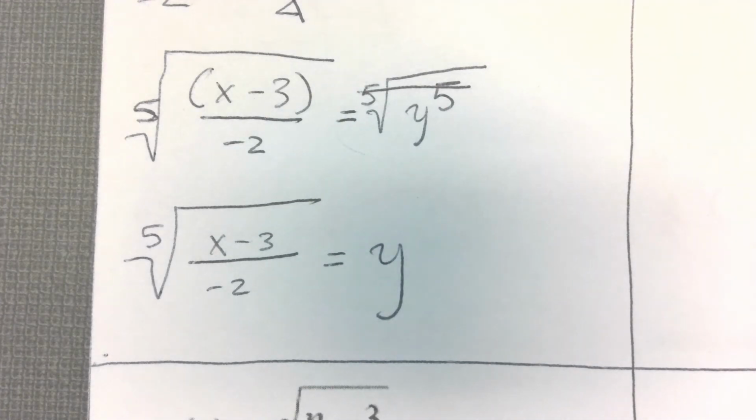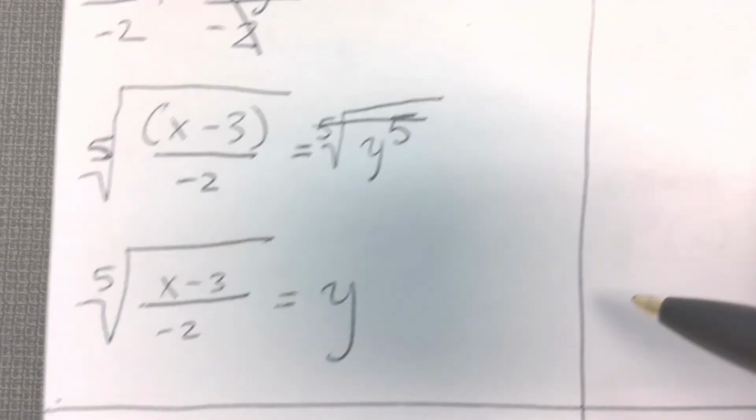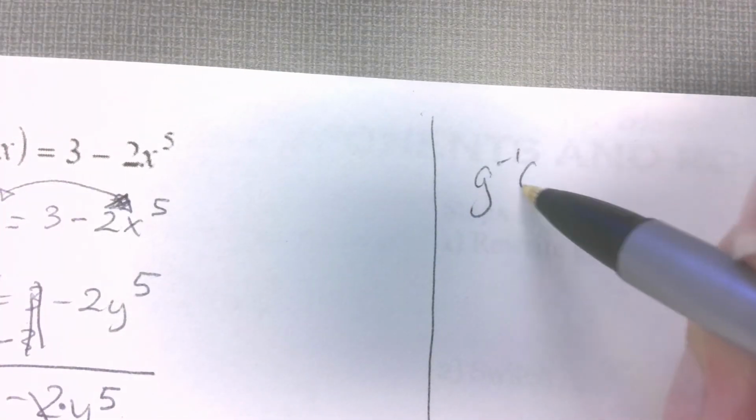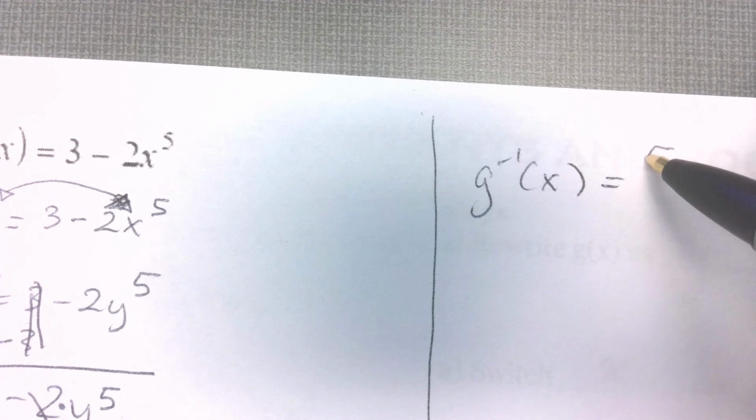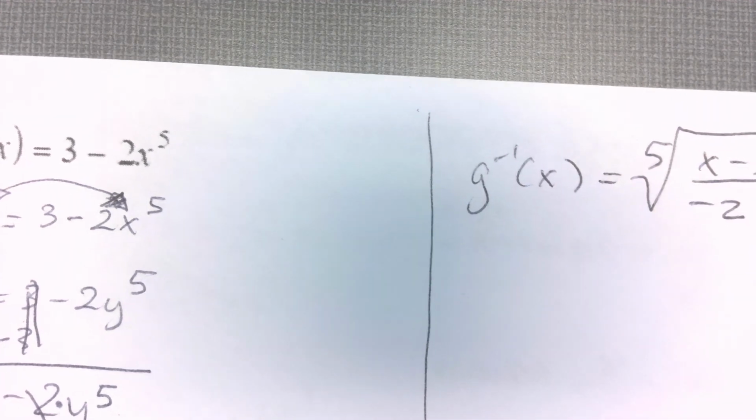Okay, what's our last step? Mauricio or Lizano? I'm saying your name wrong. How do I say your name right? Lisandro. Okay. What's our last step? Change it back to G of X. Mm-hmm. Change the Y back to G of X. G inverse is equal to the 5th root of minus 3 over -2.